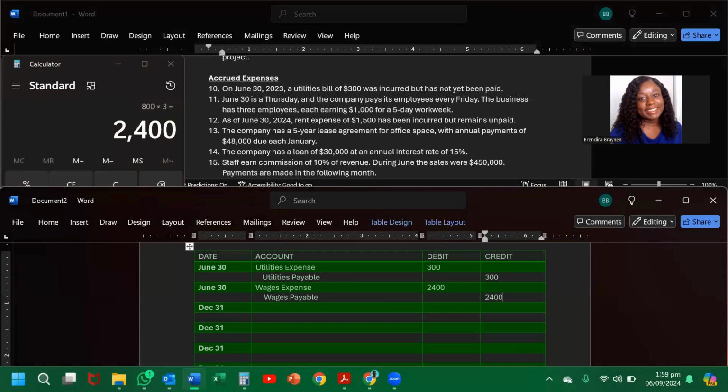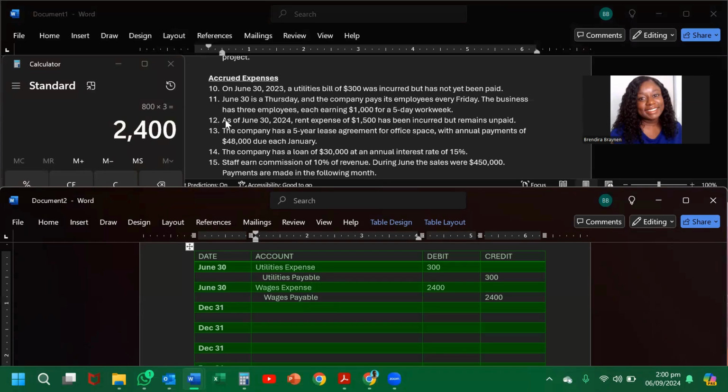So it doesn't matter how the calculation is. Sometimes they can actually calculate some things differently. At the end of the day, we're still going to debit an expense, credit a payable. As you can see, we did it the first time. We're doing it a second time again.